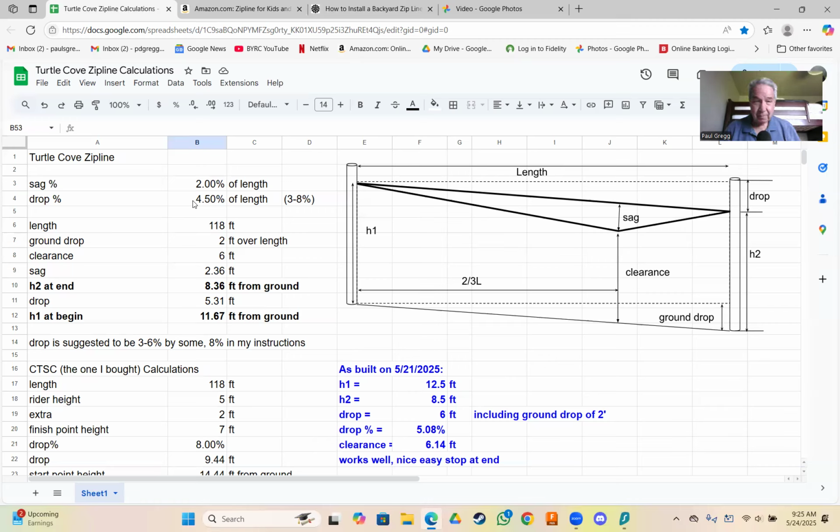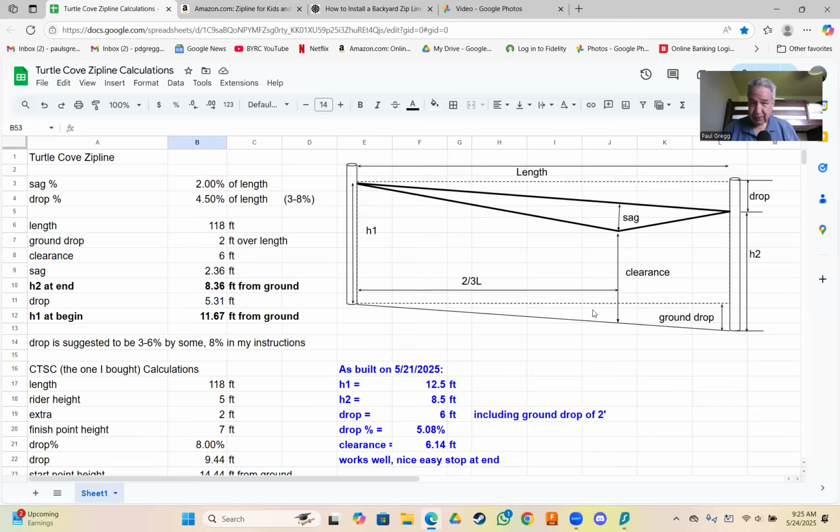So my length is 118, like I said. The line that goes from the top starting point to the ending point is called the length, and the drop divided by the length is the percentage of drop. Clearance, I tried to keep.